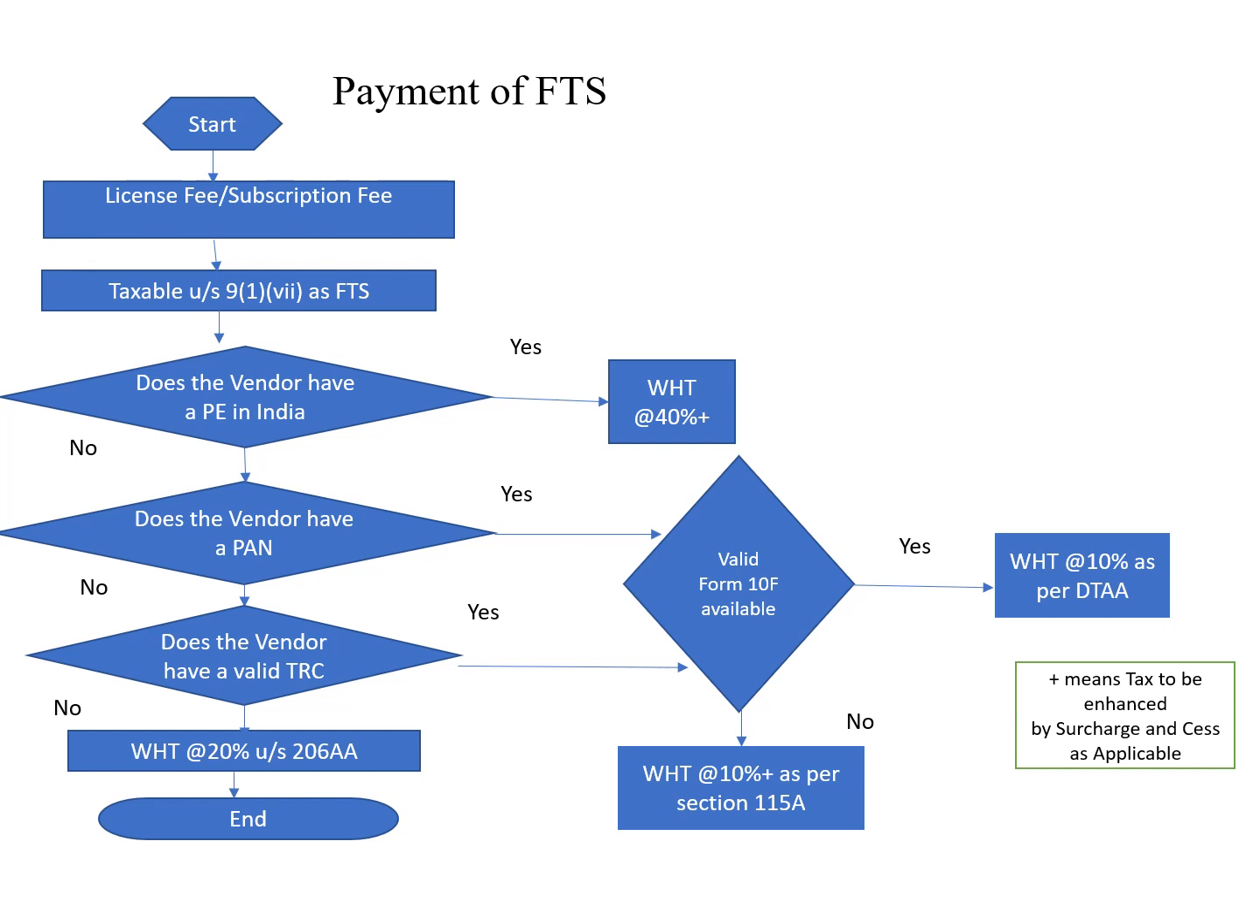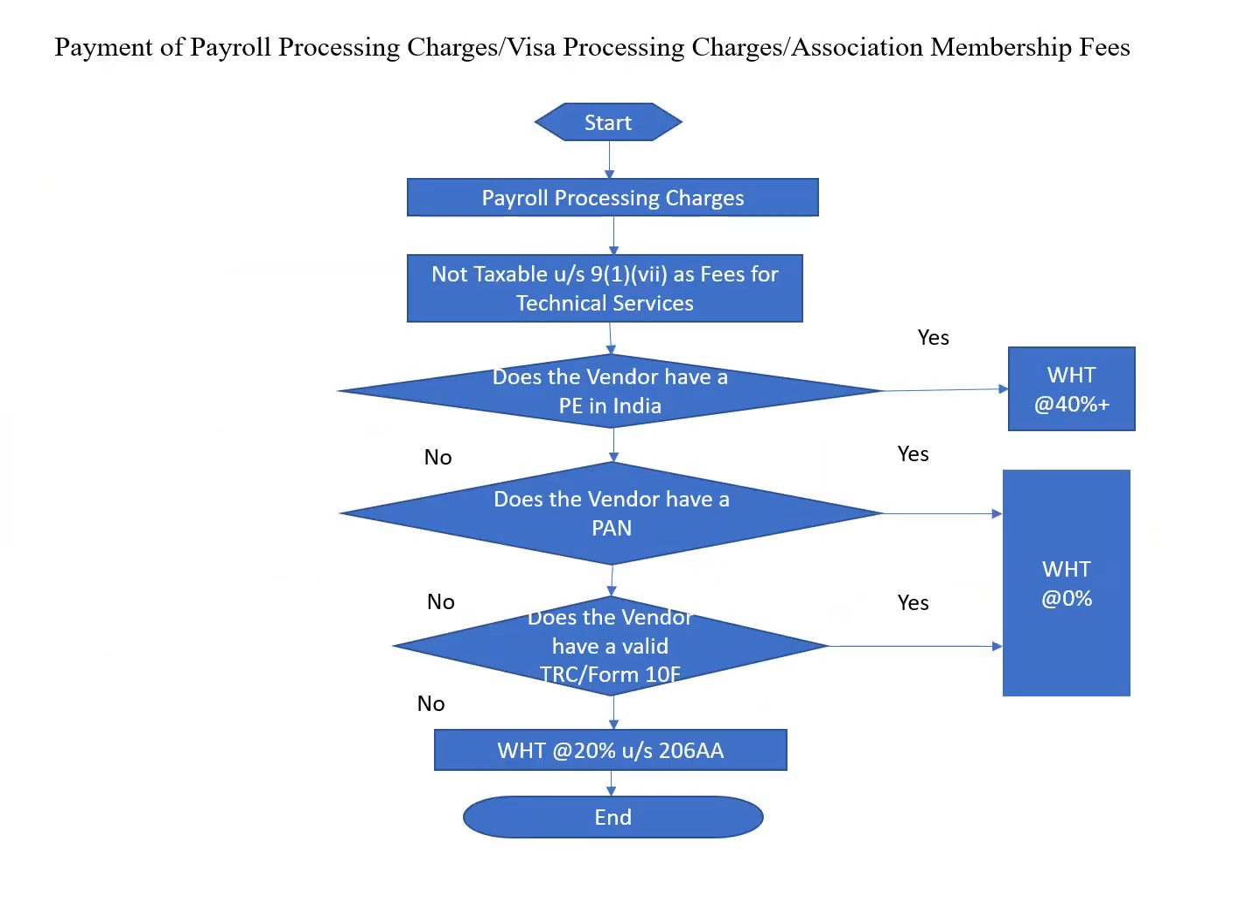So it's almost similar to the royalty. So here again, you can see how, for FTS, you can determine how tax is chargeable on this payment. Now, next we will see payroll processing charges, visa processing charges, associated membership. This is called business income. Okay, so they are not FTS, they are not royalty.